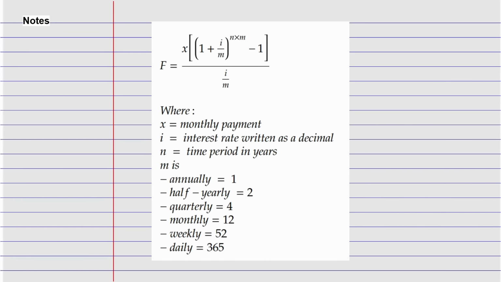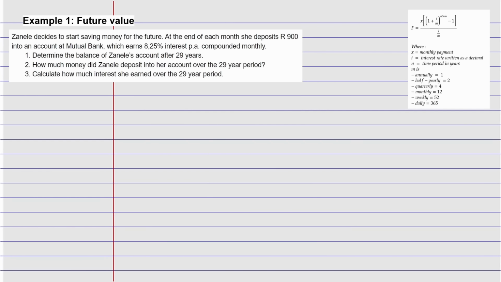So this is the formula for a future value. This is how it looks, where X is the monthly values, right? I is the interest rate that's written in decimals. N is the time period in years, right? M is either, as you know, annually, half yearly, quarterly, monthly, those things, right? So with understanding the formula now, let's do a question that talks about finding the future values.